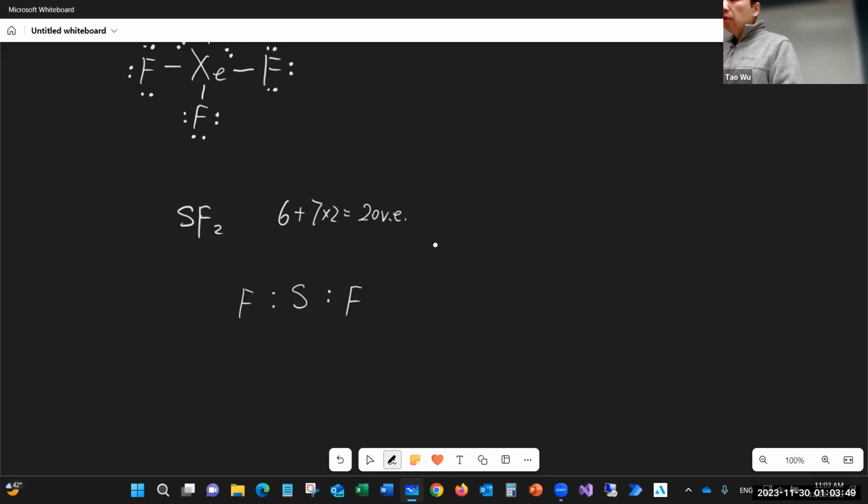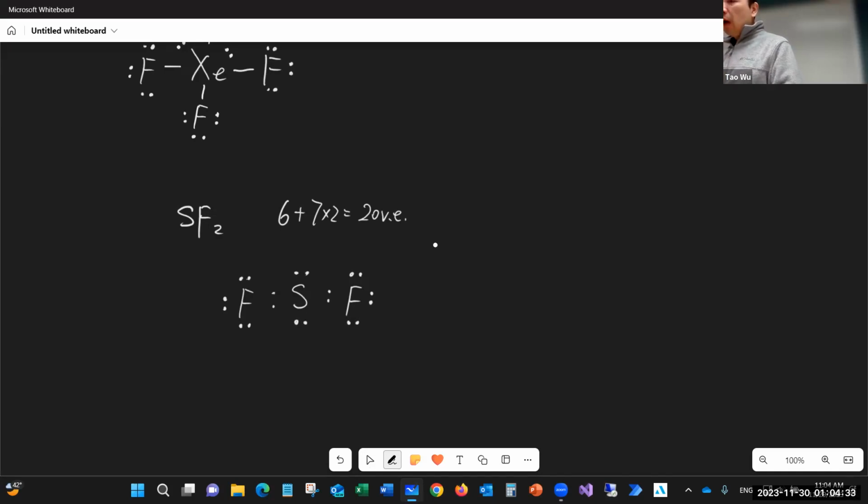So now we have 4, 6, 8, 10, 12, 14, 16. Now you have 16, and we have 20. So we have 4 more to go. Where do the 4 go? Well, the side atoms are already at 8, so you shouldn't add more on the side atoms. Instead, just put the dots on the center. The central atom, sulfur, only has 4 right now, so you need the extra, right? And we put 1 pair on the top, 1 pair on the bottom.